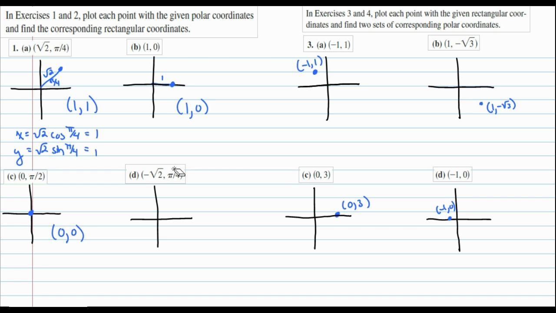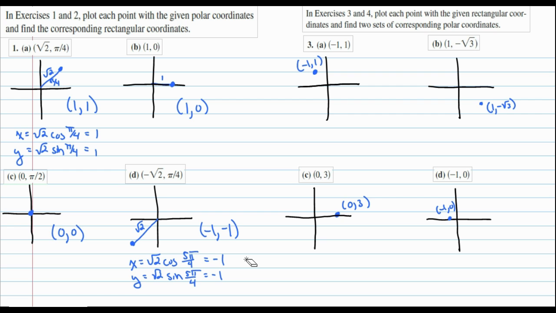Part D, negative square root 2 and then pi over 4. So rotation of pi over 4 and then square root 2, but in the opposite direction. So we're going to look at quadrant 3. If I set x equal to square root 2 cosine of 5 pi over 4, so I use the forward rotation, the counterclockwise rotation value, I got -1. And then y equals square root 2 sine of 5 pi over 4, which is also -1. And that gives me the rectangular coordinates -1, -1.